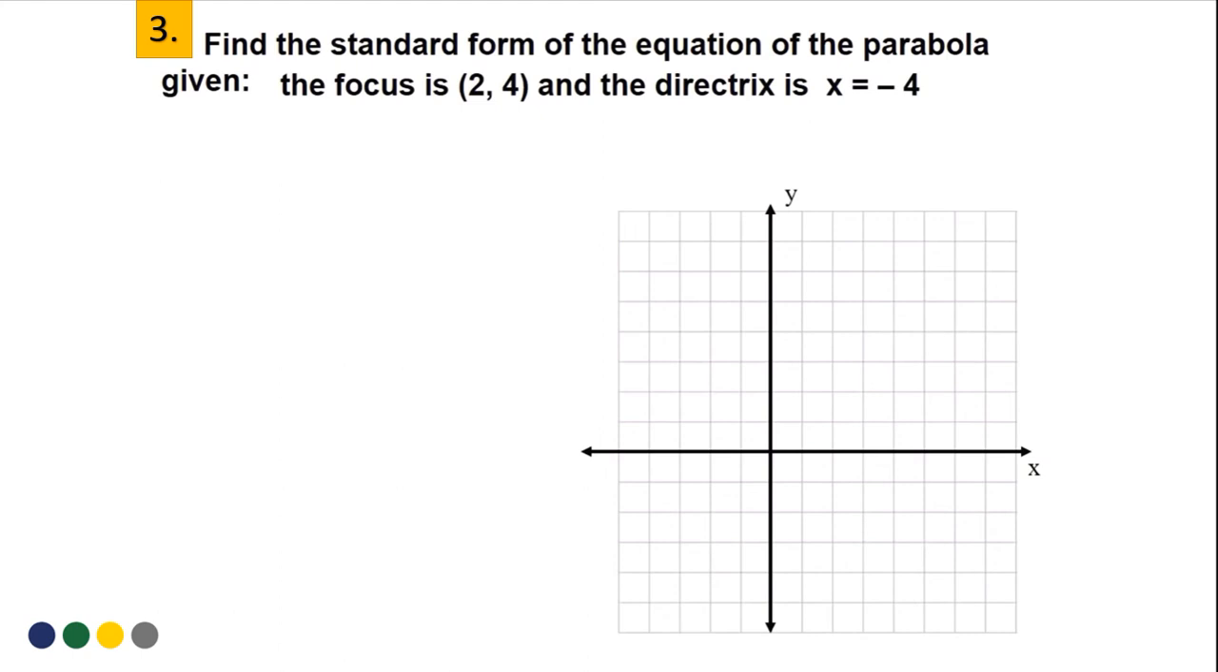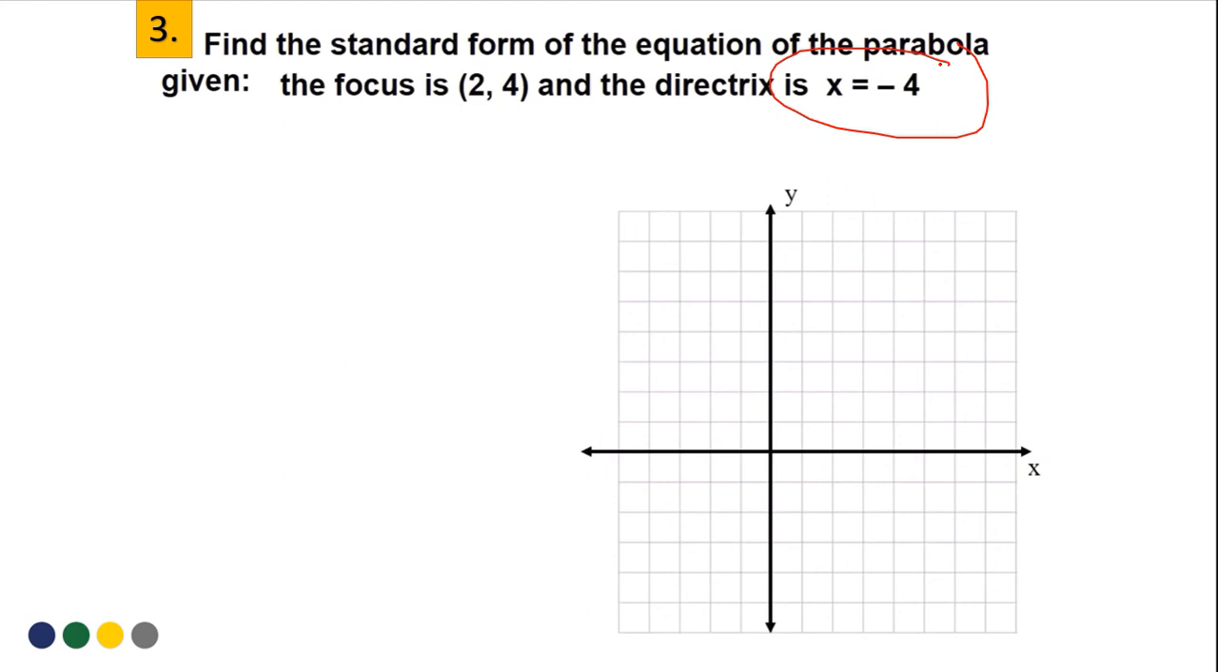Find the standard form of the equation of the parabola given the focus is 2, 4 and the directrix is at x is equal to negative 4. So, dito po, papansinin natin agad, nasaan po si directrix?